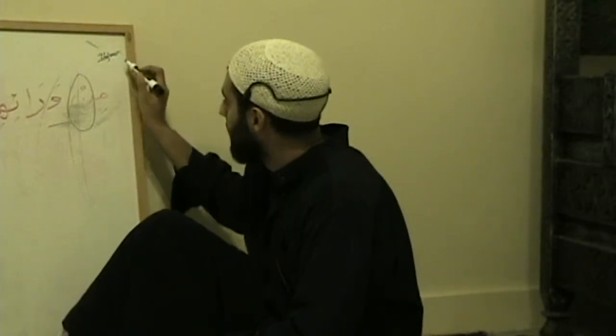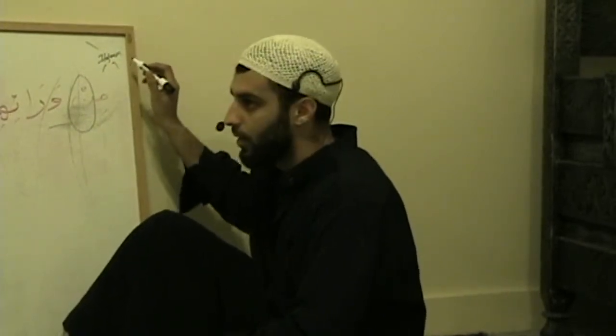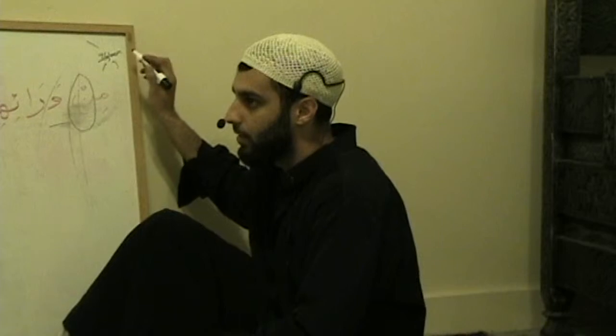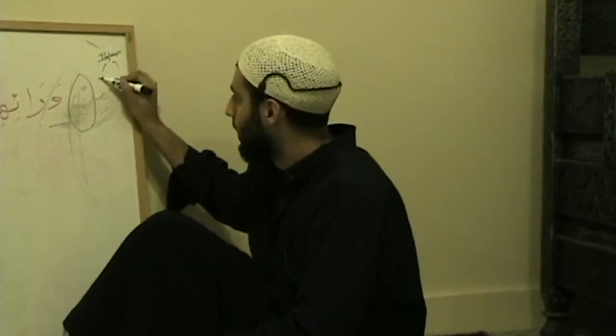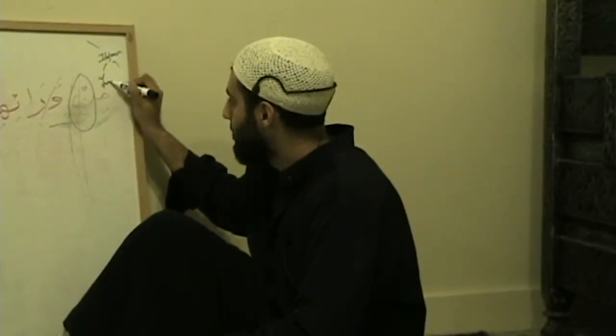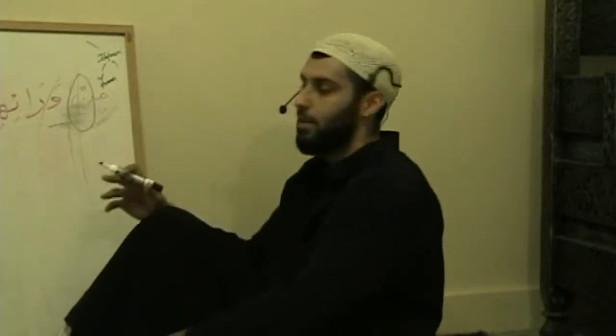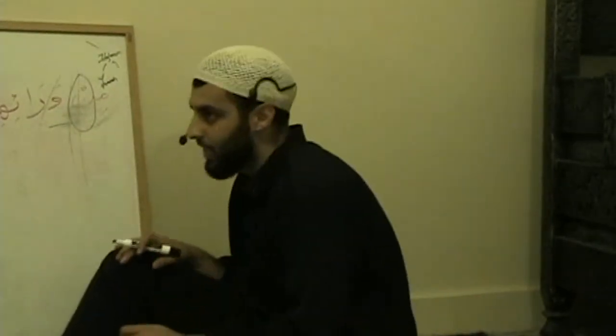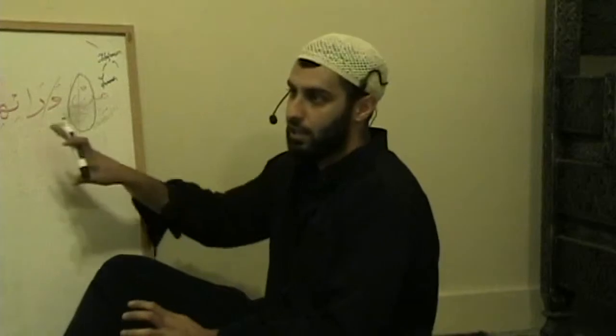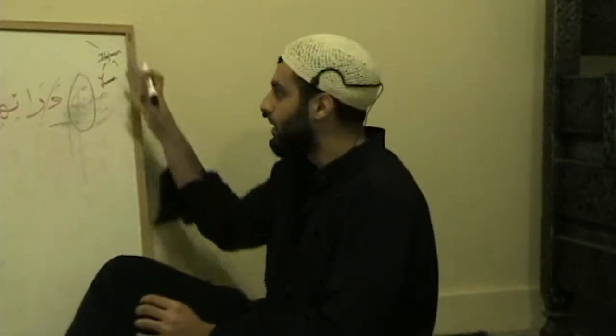And then within idgham, we continue on the flowchart. Which one is this going to be? This is with ghunna. So now you've identified it at least. And that's really important to understand when we're reading, to be able to identify where it ends up on this chart.